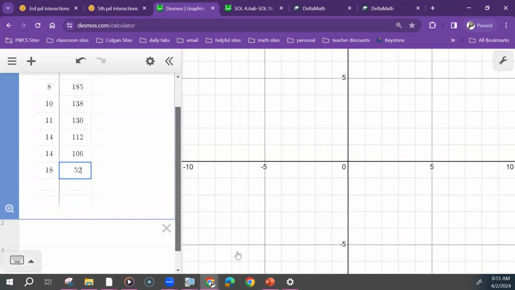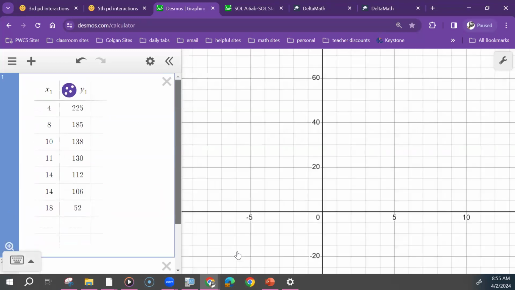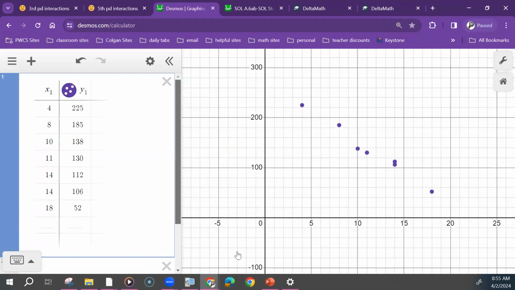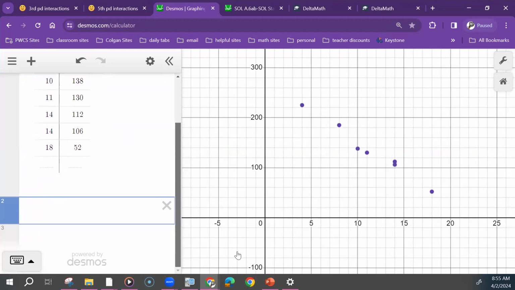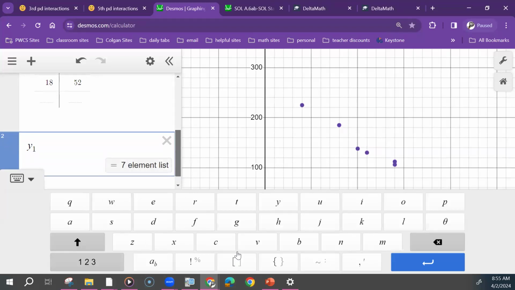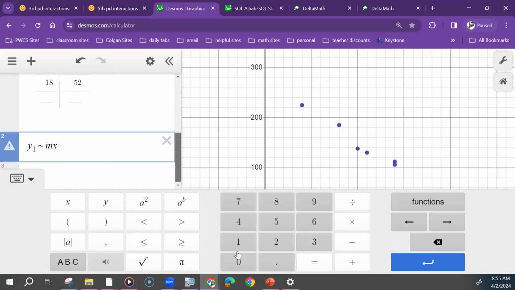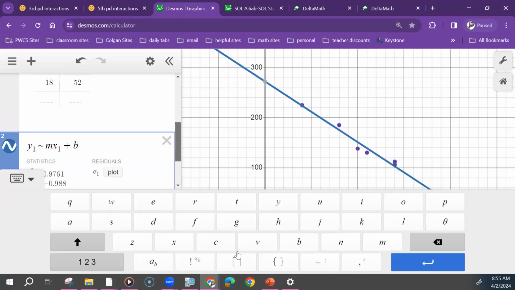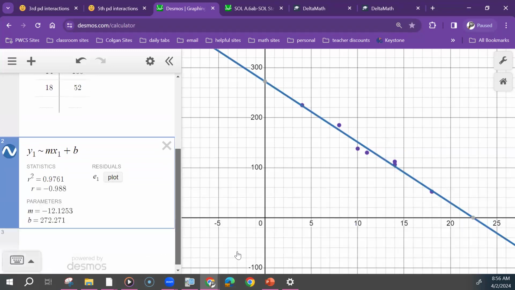Okay. So then if I was looking at these points, to find the line of best fit, I can type in my y equals mx plus b, similar, but this table has x1, y1, so I'll be using that. So y1, the squiggly line, the tilde, mx1 plus b. And that would give me my line of best fit. It didn't actually say to write it, we just need to find the answer.